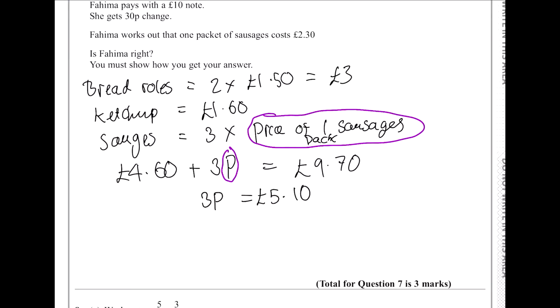Okay, and then to get the P, we can do this division. So we do £5.10 divided by 3. Let's do it now, a little bit of working out. So 510 divided by 3. 3 goes into 5 one time, remainder 2. 3 goes into 21, and it goes 7 times, and 0 carried over. So we get £1.70.